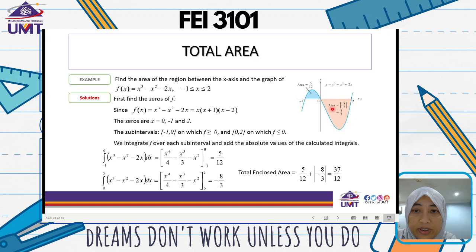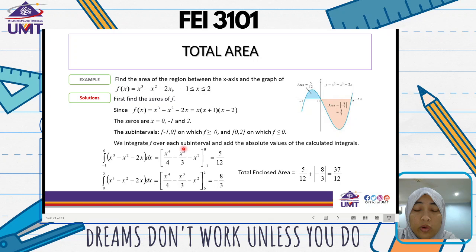So you want to find the area here and also the area here, the total, okay. Since f(x) equals this, factorize it, and the zeros are x equals 0, negative 1 and 2. So now the subintervals are negative 1 to 0, on which f is greater than or equal to 0, and 0 to 2, on which f is less than or equal to 0.